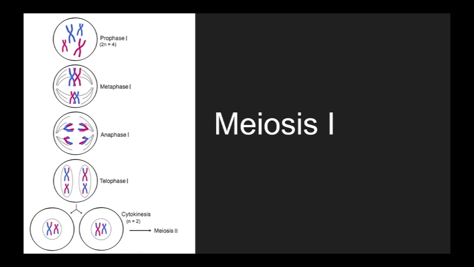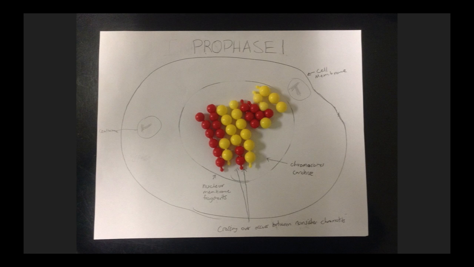That's what joins to form you, or to form the zygote that you come from. So let's look at the first part of meiosis, which is meiosis 1. In this part, there's prophase 1, which is similar to prophase, except the chromosomes start to cross over.